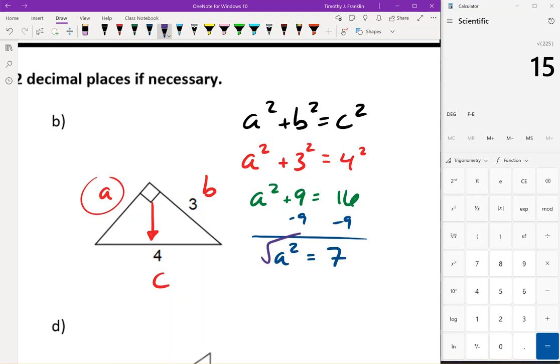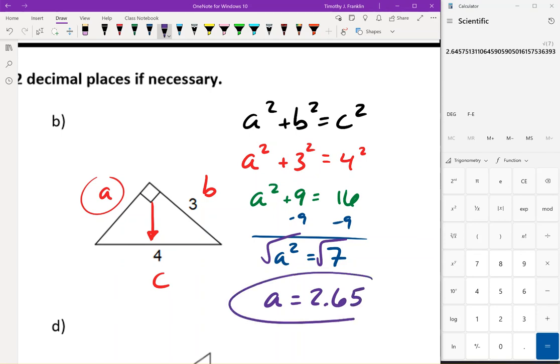So we will get an irrational answer here. The square root of 7 is 2.64575, and so on. So we just round that to 2 decimal places. 2.6, and because the number following the 4 is a 5, we're going to round that up. 2.65.